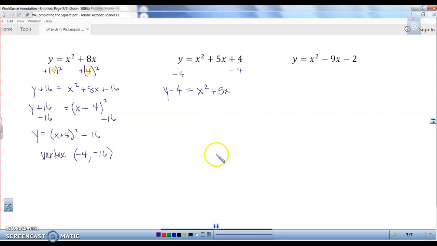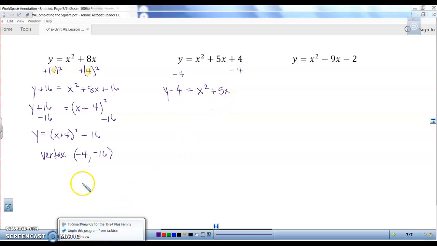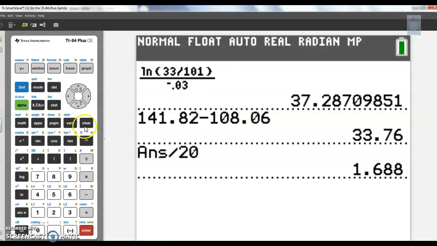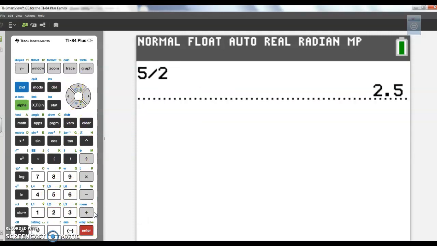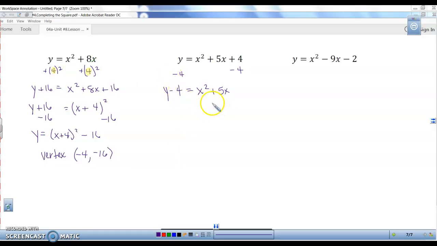Okay, now we want to take half of the b term. 5 is not a nice even number, so we have to take half of 5. Half of 5 is 2.5. If you do 5 divided by 2, it's just going to be 2.5. It'll work, trust me. So I'm going to add 2.5 squared. 5 over 2 is 2.5. That's where that came from. Okay, so if I add 2.5 squared over here as well.